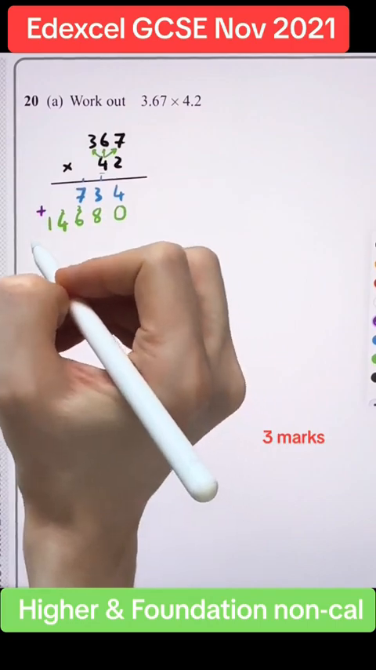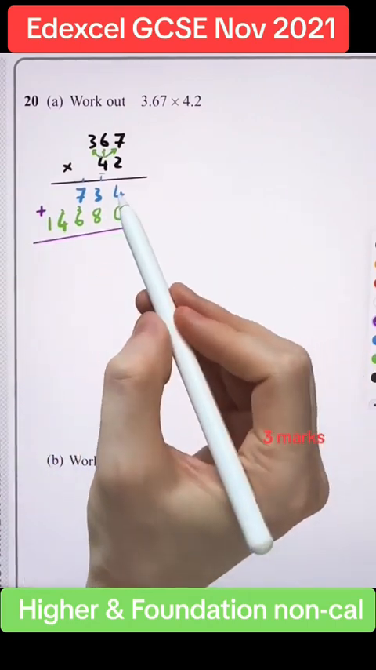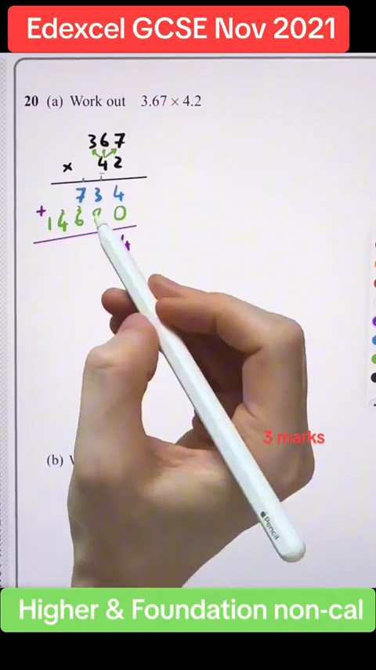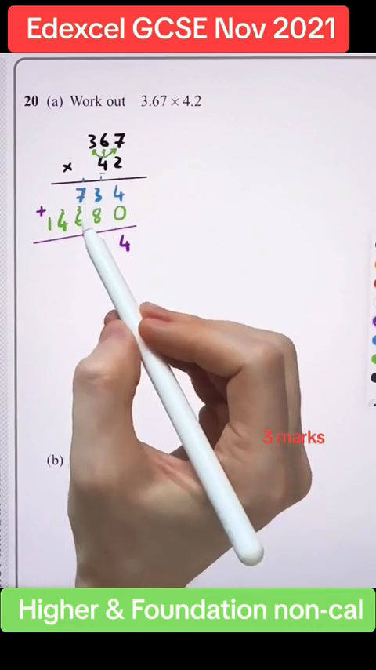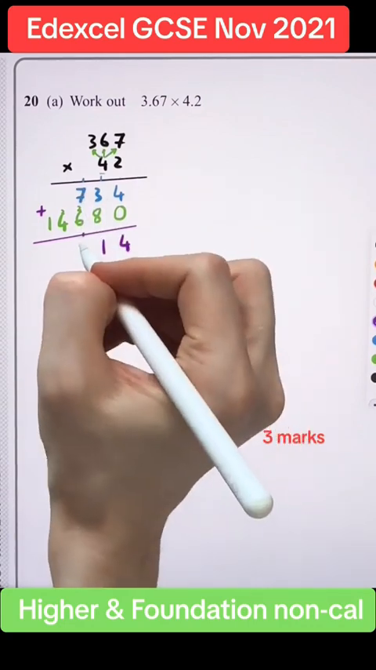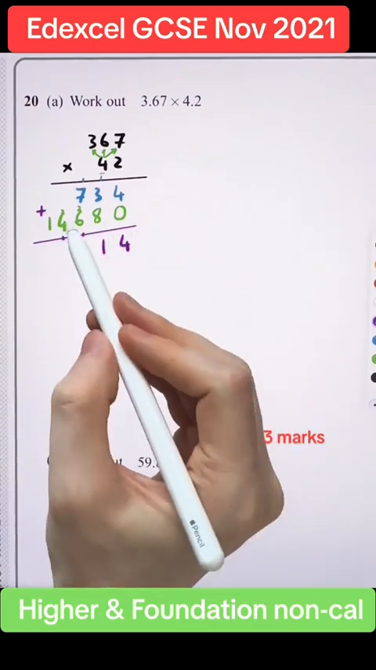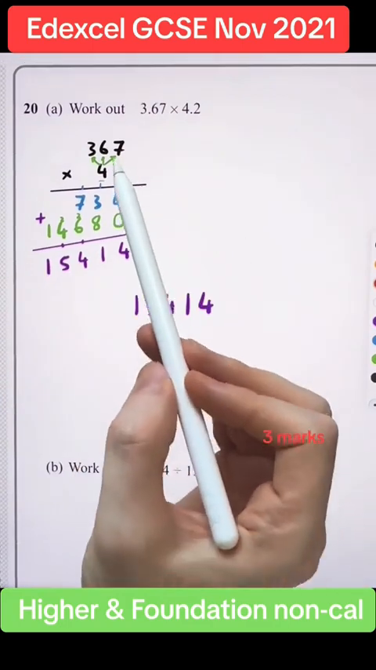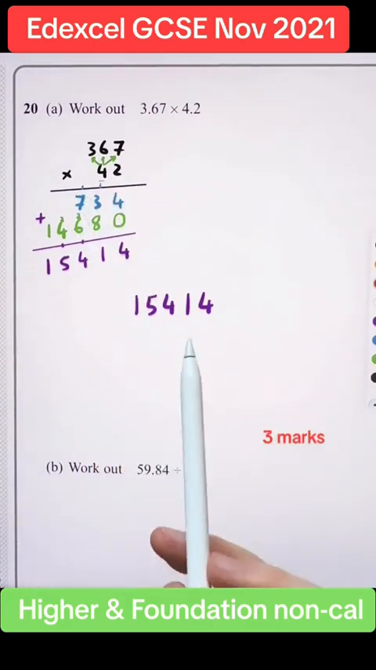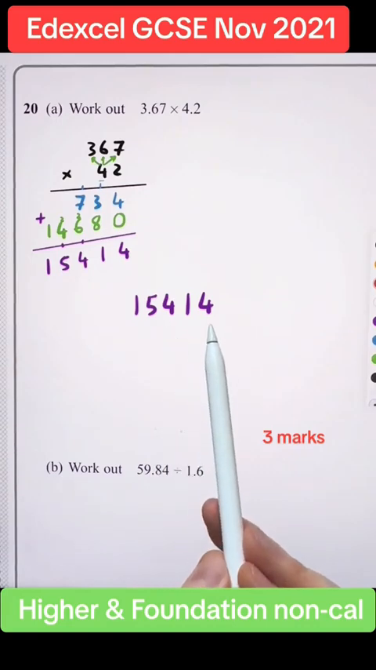Adding up my two rows, starting on the right, I know 4 and 0 gives us 4. 3 add 8 gives us 11. So 1 down, carry the 1. 7 add 6 gives us 13. Add the 1 I carried gives us 14. So 4 down, carry the 1. 4 add the 1 I carried gives us 5. And here I've just got 1. I've worked out that 367 times 42 is 15,414.